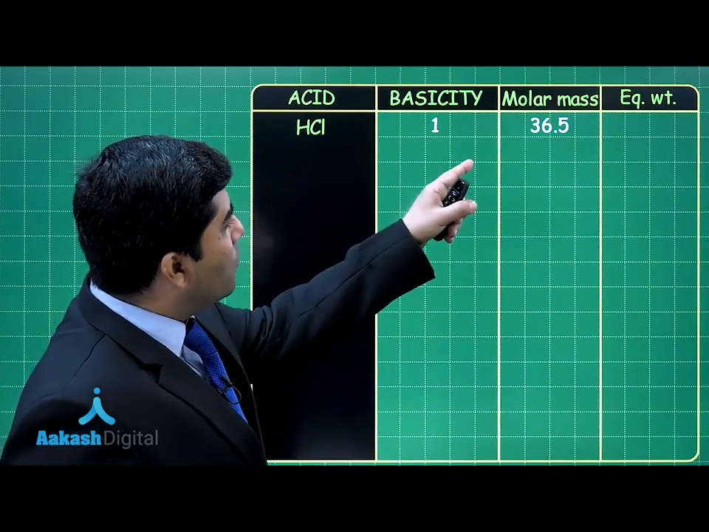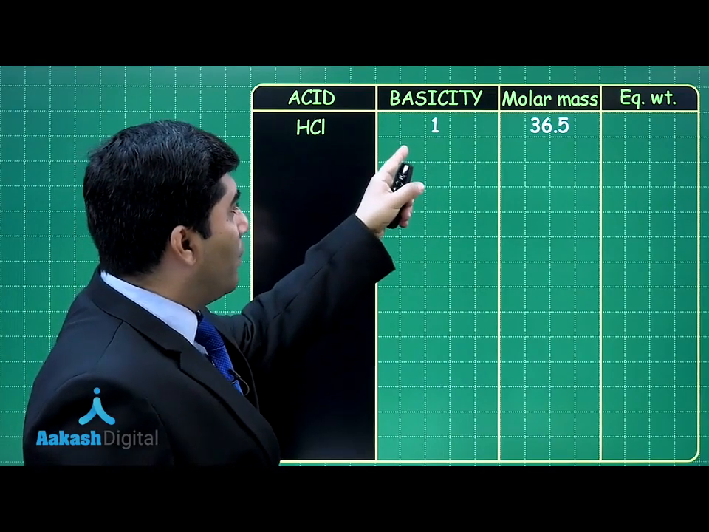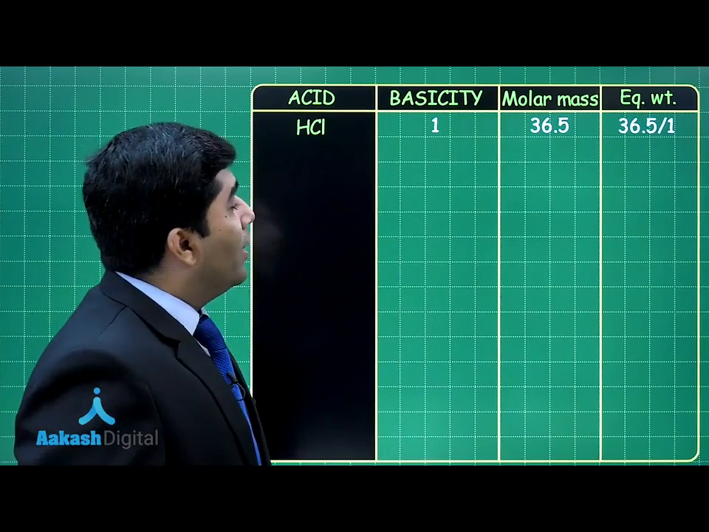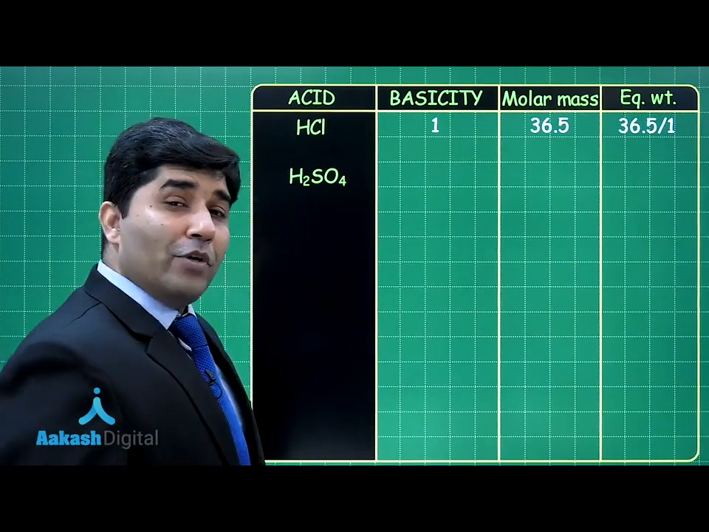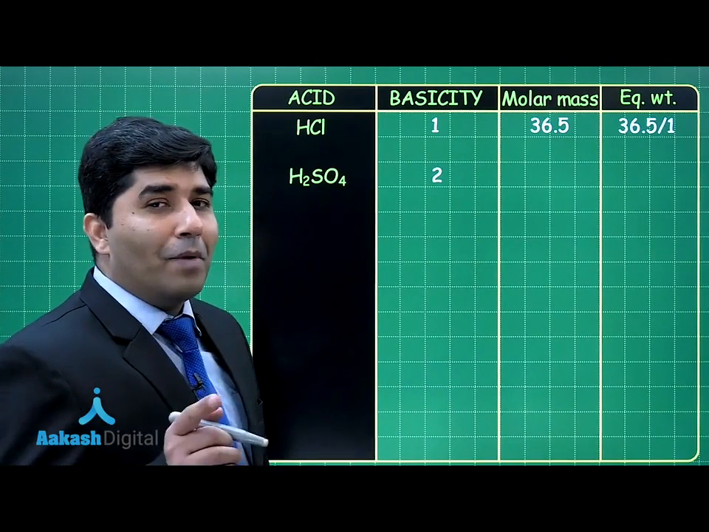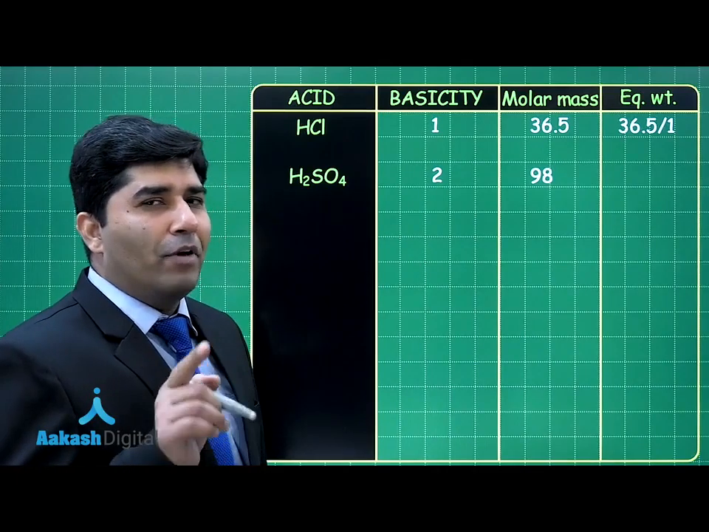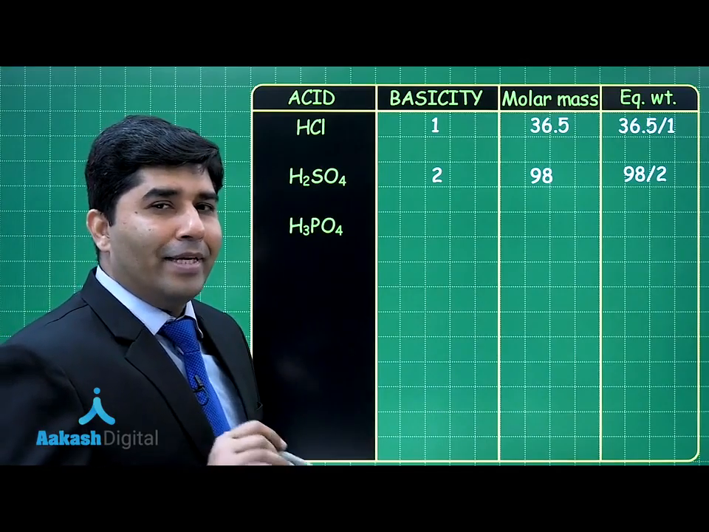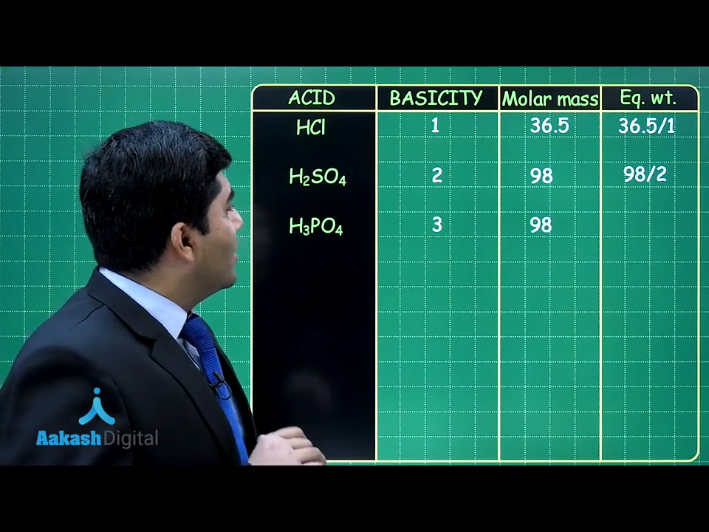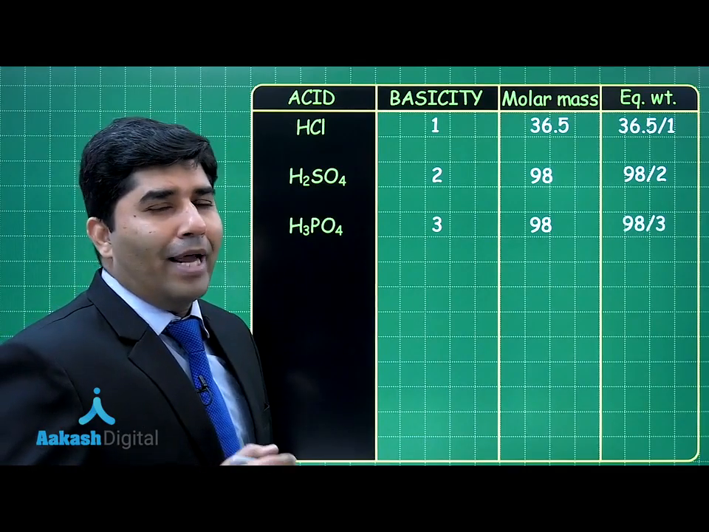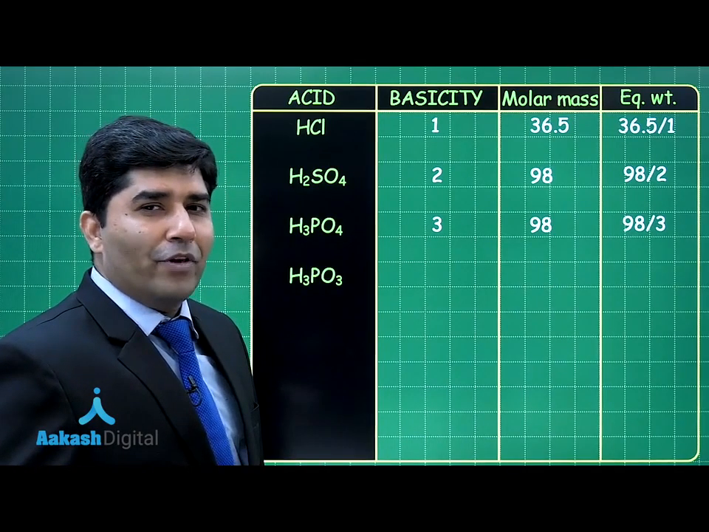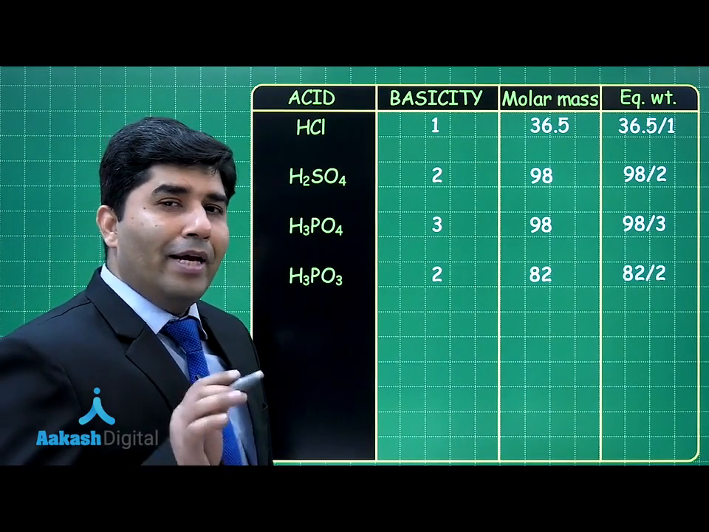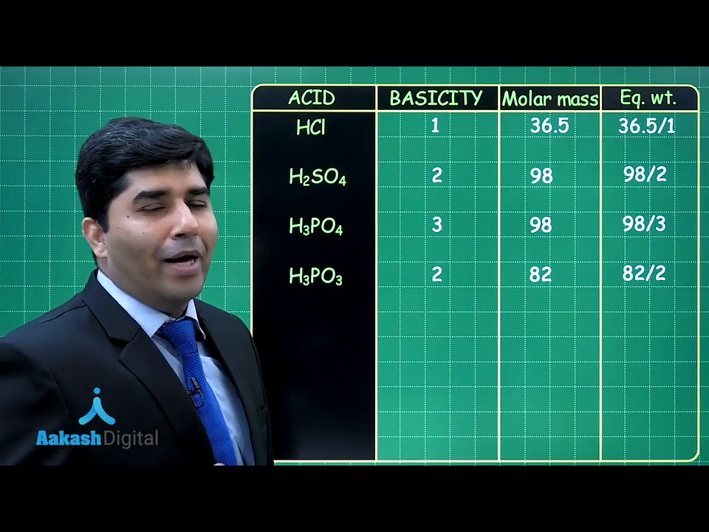If we divide 36.5 by 1, that is molar mass divided by basicity, we will get equivalent weight equal to 36.5 divided by 1. In the case of H2SO4, the basicity is 2, molar mass is 98, therefore the equivalent weight will be equal to 98 by 2. In the case of phosphoric acid, the basicity is 3, its molar mass is 98, therefore the equivalent weight will be 98 by 3. In the case of phosphorus acid, the basicity is 2, its molar mass is 82, therefore its equivalent weight will be equal to 82 by 2.